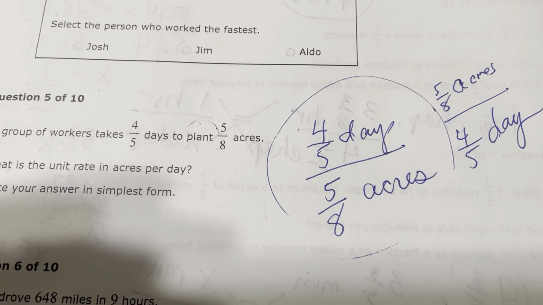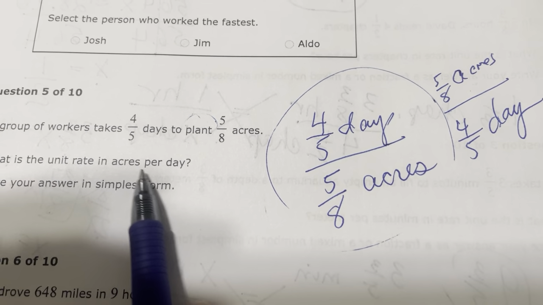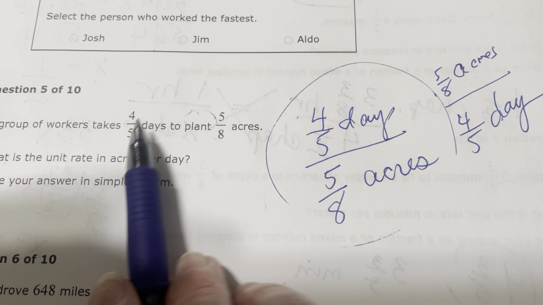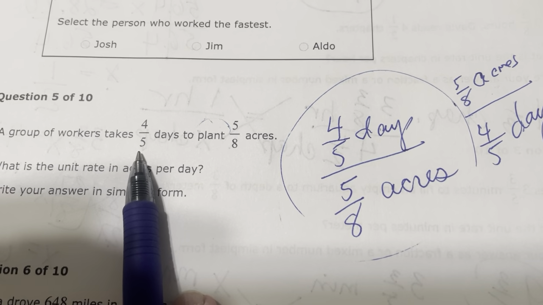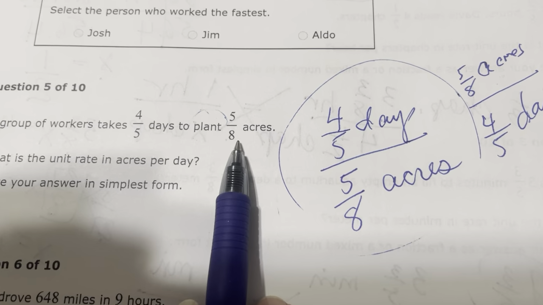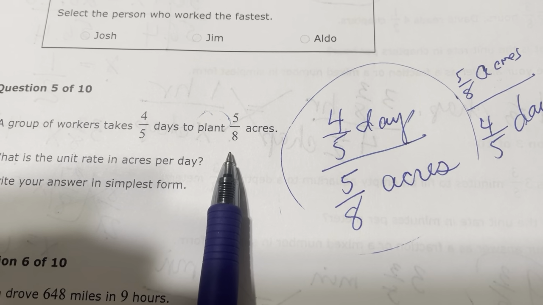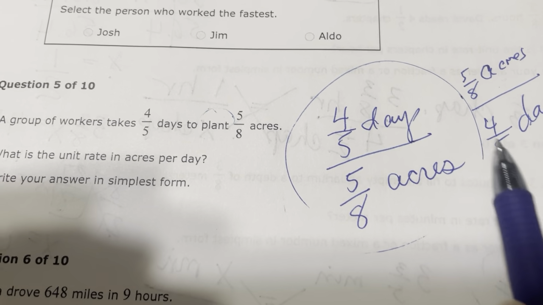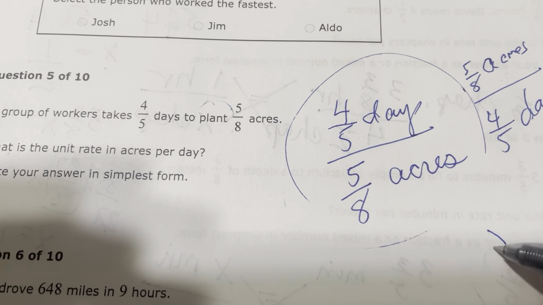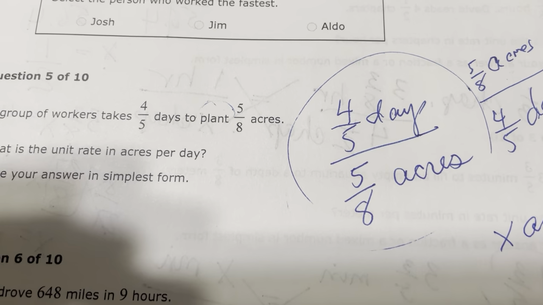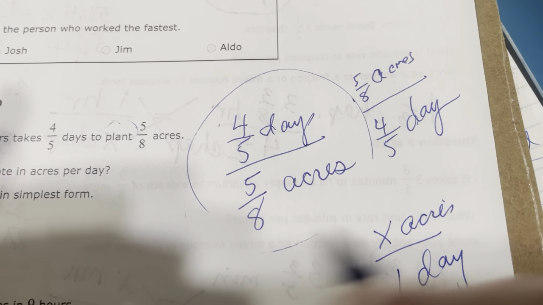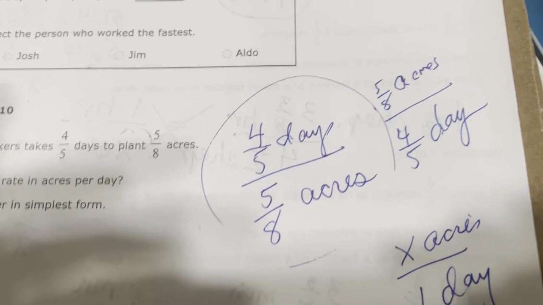Okay, now just think about this. Try to reason it out a little bit. If we're trying to get acres per day, and right now here we have 4/5 of a day, then doesn't it make sense we'll have a little bit more than that? We'll have a little bit more than 5/8 acres. So 5/8 acres in 4/5 days, but what we're going to end up with is how many acres in 1 day? Because it says per day.